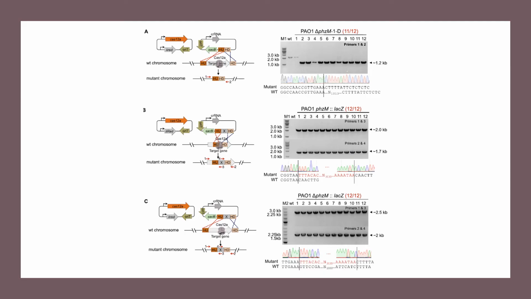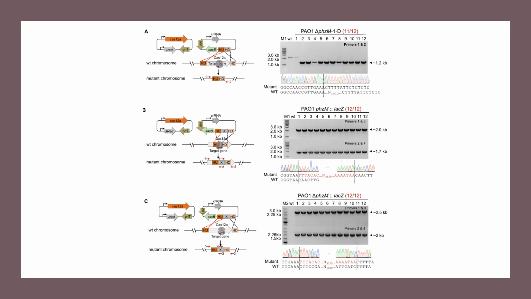So this figure overall shows the CRISPR-Cas12a based system and how it enables highly efficient gene deletion, insertion, and replacement within the PAO1 strain of Pseudomonas aeruginosa. In portion A, to the left, it shows the schematic for the gene deletion, and on the right, it shows the colony PCR and sequencing results for deletion of PHZM. Portion B to the left shows the schematic for gene insertion, and the right shows the colony PCR and sequencing for the insertion of the lacZ gene at the PHZM site.